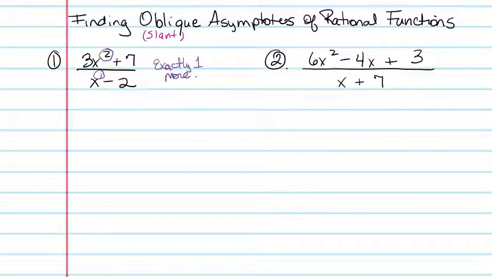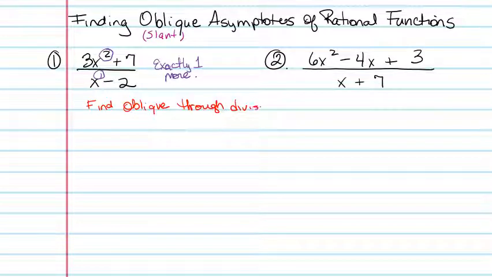Now, if that's not the case, then it doesn't even have a slanted one. It has to be 1 degree more in the numerator than in the denominator, or it doesn't even have one. So, once you see that this is the case, then the way you find it is through division. You find the oblique through division.